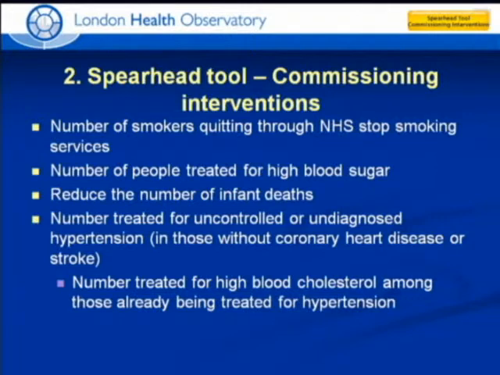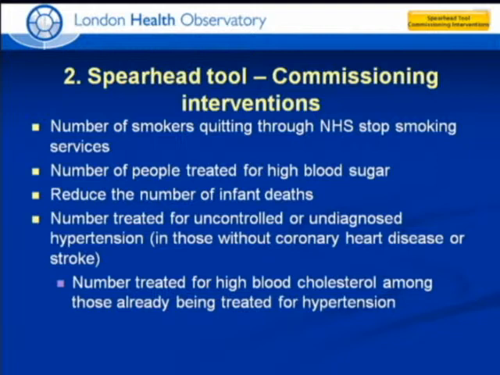So the other thing that the Spearhead tool does is look at specific interventions and allow the user to modify these interventions and work out what would happen to their life expectancy gap if they modified them. At the moment in the tool we've got 5 interventions. We've got the number of smokers quitting through NHS stop smoking services. It doesn't include the number of smokers quitting on their own without services, but it looks at the number of smokers quitting through using services.